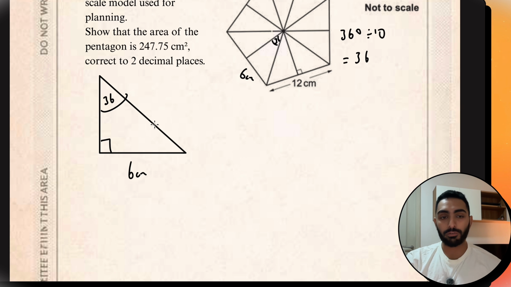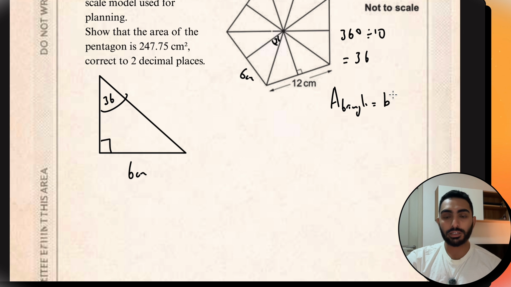We're trying to find out the area of it. How do you find out areas of triangles? You think about them as half of rectangles. We're going to do base times height, and then we're going to divide it by 2. We have the base, but we don't have the height, so we're going to need to find that out. We've got a side, we've got an angle. It's a right angle triangle. That means we're going to be using SOHCAHTOA. We're using trig.